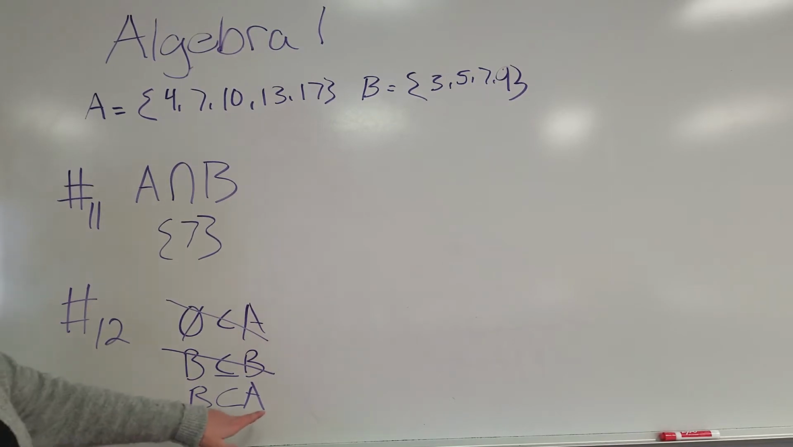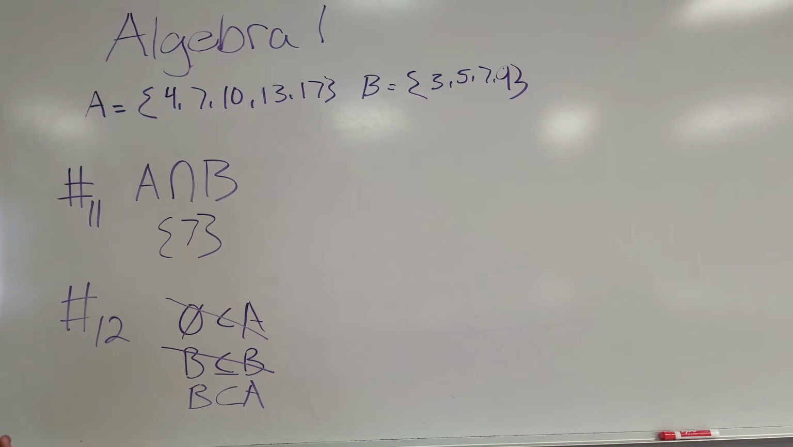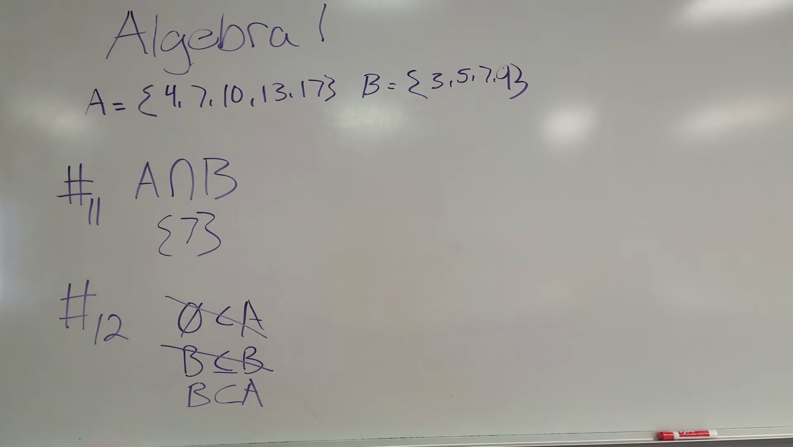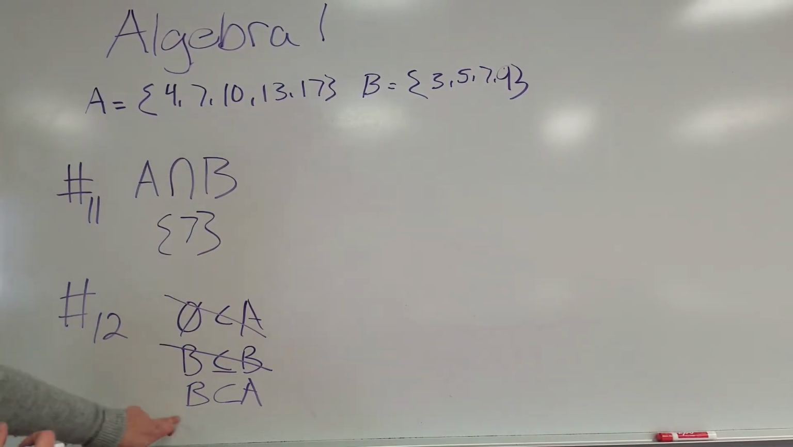Now, B is a subset of A. B contains numbers that aren't in A. It has 7. That's the only thing common. So for B to be a subset of A, it would only be able to have 4, 7, 10, 13, and 17 in it. So B is not a subset of A. That is false.